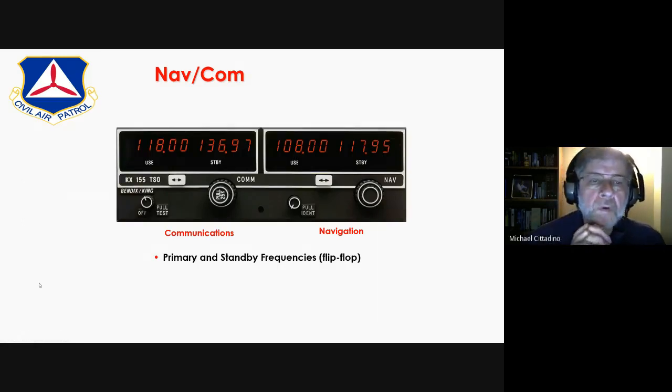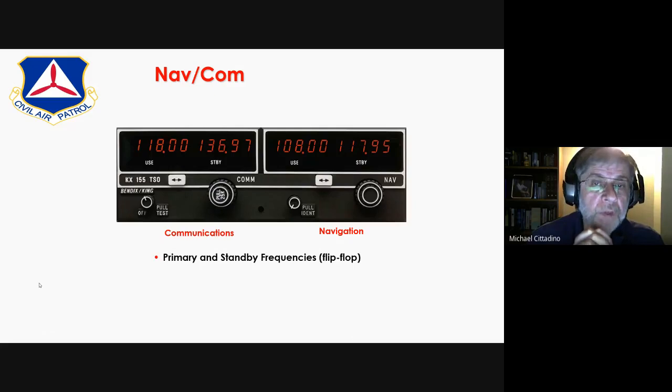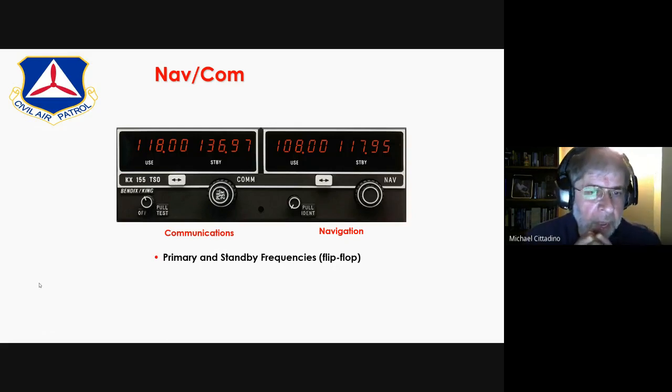So moving from the aircraft instruments, we're going to look at an aircraft's radios. CAP radios are equipped with both navigation and communication radios. And generally, many CAP aircraft will have a pair of navigation and communication radios for redundancy.